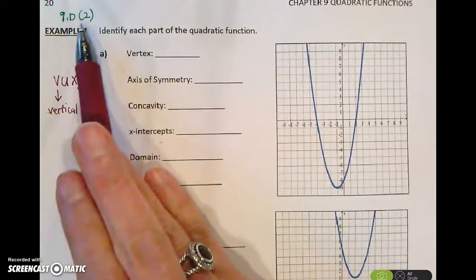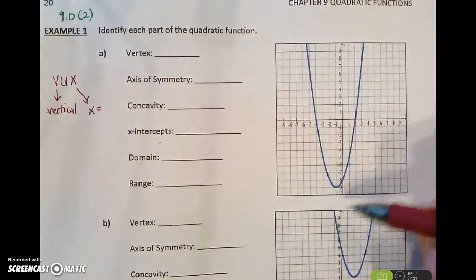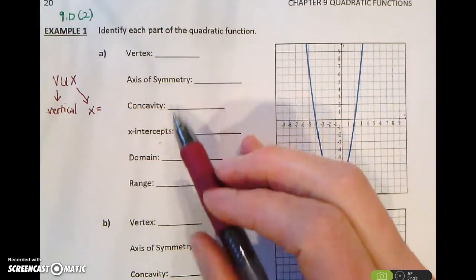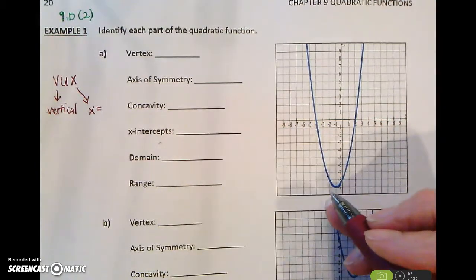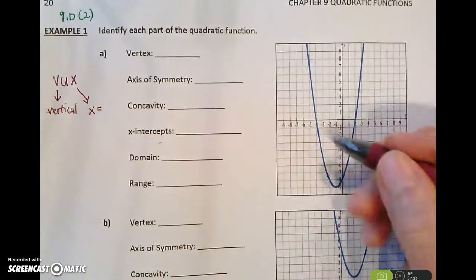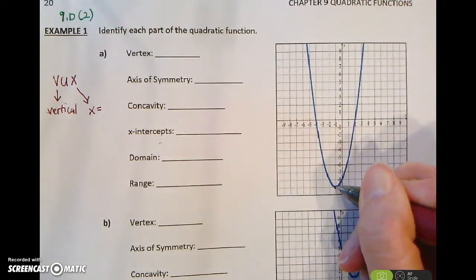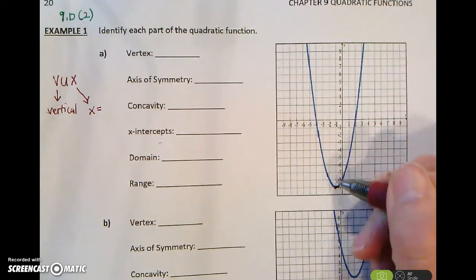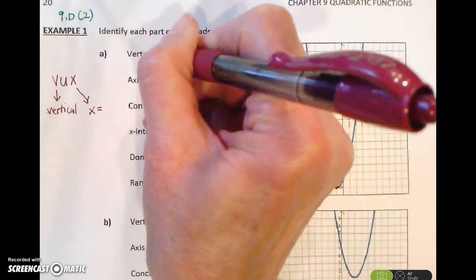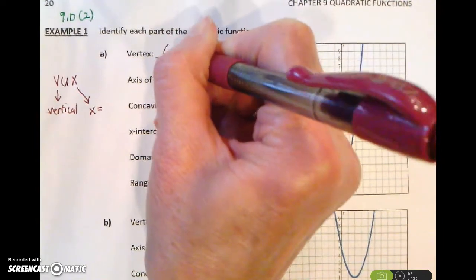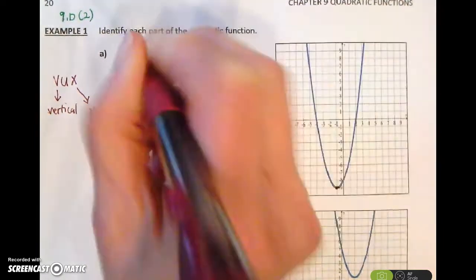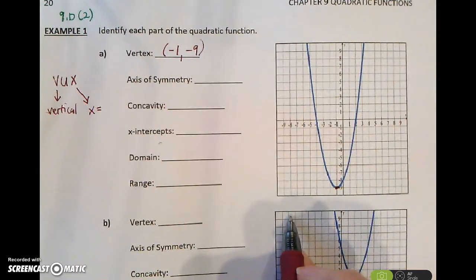In example 1 of the 9D videos, we're going to take a look at some parabolas and name their parts specifically. So for this first one, the vertex, which is the low point of the graph, right here, the ordered pair is (-1, -9). So we're going to write parentheses, -1, -9.